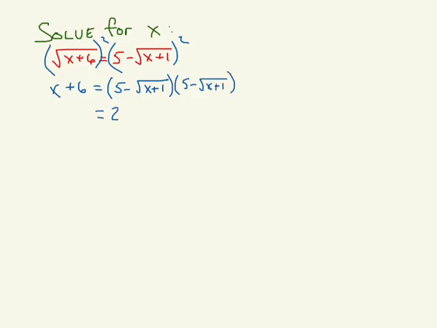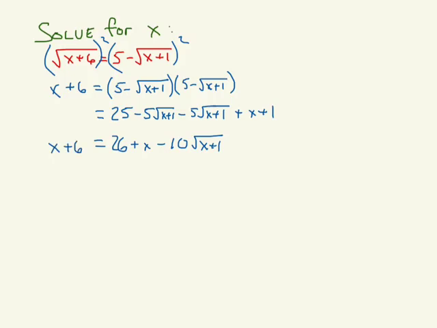That will give us a 25. It'll give us minus 5 square roots of x plus 1, another minus 5 square roots of x plus 1, and a plus x plus 1. And if we simplify that side down a little bit more, we'll get a 26 plus an x minus 10 square roots of x plus 1, all equal to our x plus 6. Well, we've done it. We've eliminated one of our radicals. Now we're going to go back and repeat the steps again.